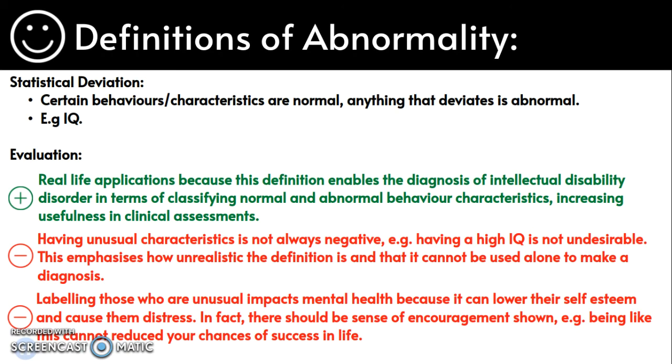Definitions of abnormality. The first one is statistical deviation. This is when certain behaviors or characteristics are normal and anything that deviates from this is considered to be abnormal. For example, IQ. Having an extremely low or even a high IQ will be considered to be abnormal, and so they expect our IQ to be somewhere in the middle.